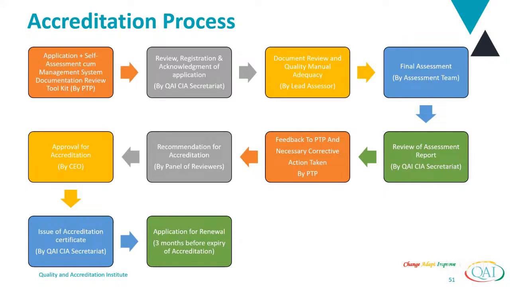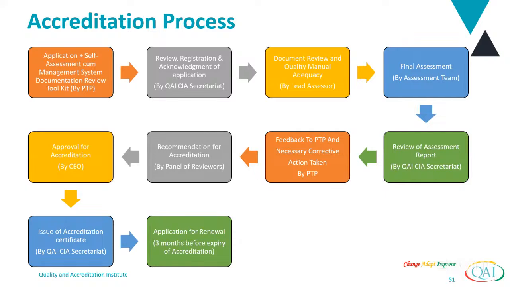After the assessment is done, the accreditation officer reviews the complete assessment report. Further, feedback is taken, and any necessary corrective actions raised during the assessment are looked into, and this process includes the submission of NC closures as well.